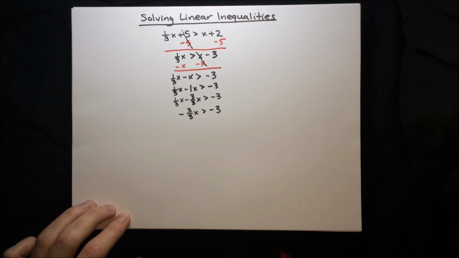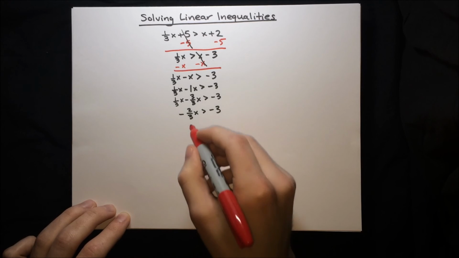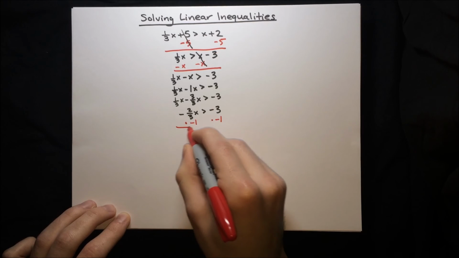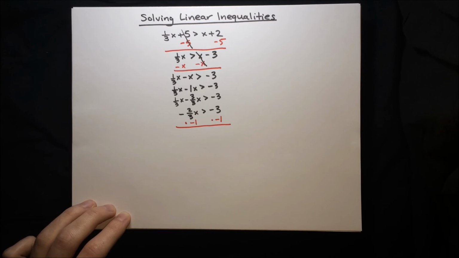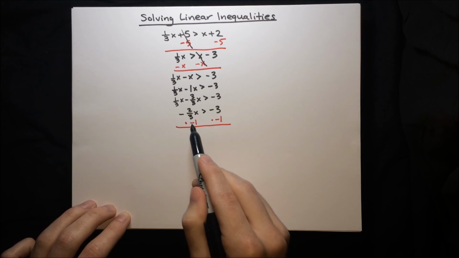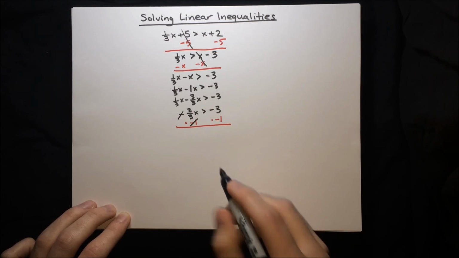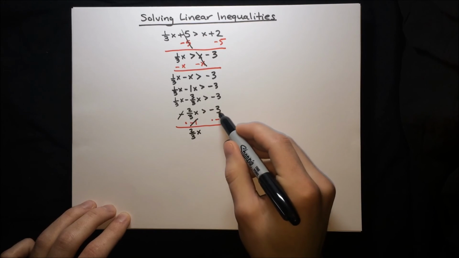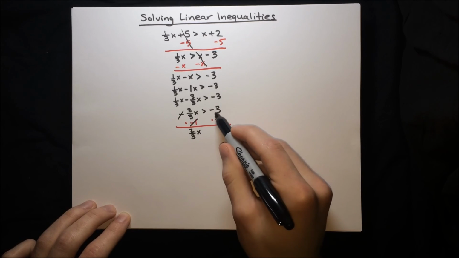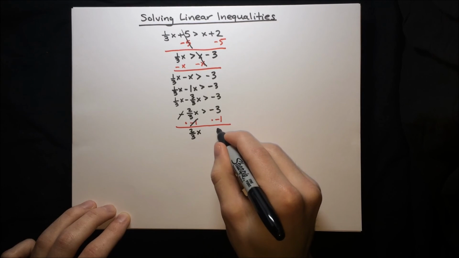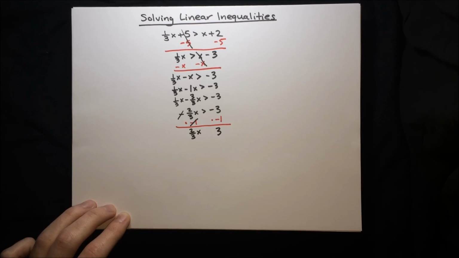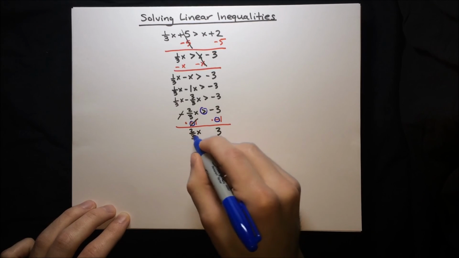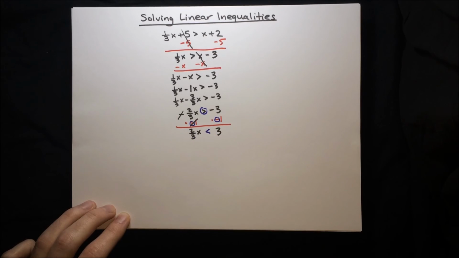And to start off, let's take care of that negative sign. So let's just multiply both sides by negative 1. So the left-hand side, we multiply by negative 1, that cancels the negative sign, and then we've just got 2/3 x, and then on the right-hand side, we've got negative 3 times negative 1, the negatives cancel, and we've just got 3. But remember, since we multiplied by a negative, we have to flip that sign. So this becomes 2/3 x is less than 3.